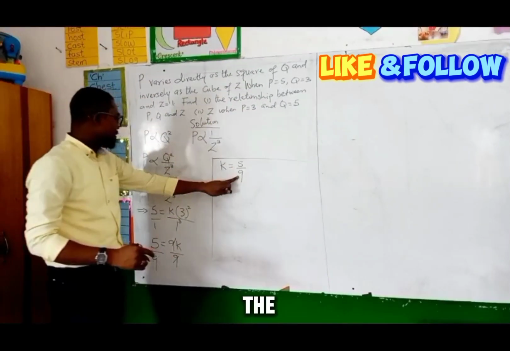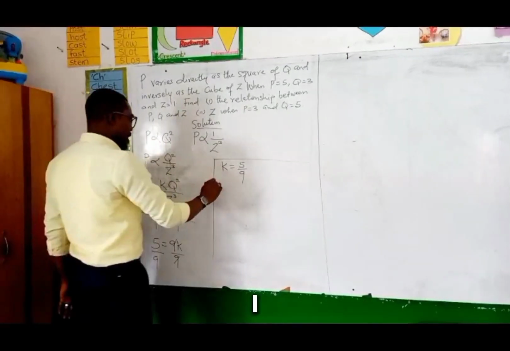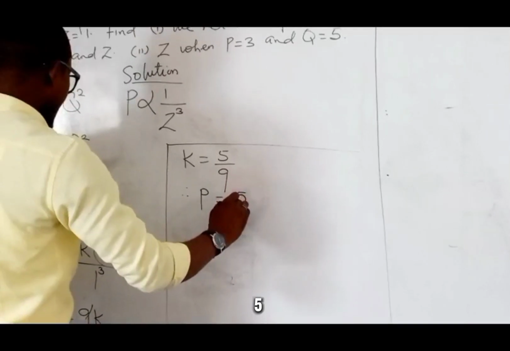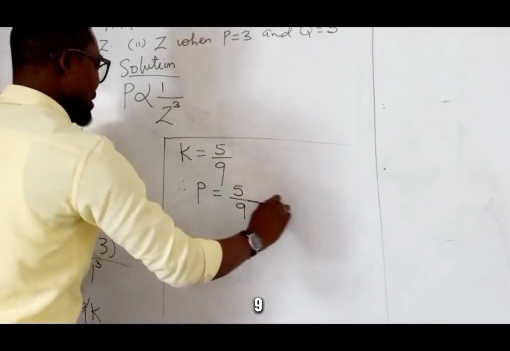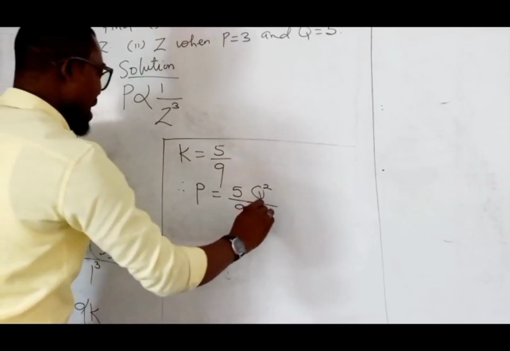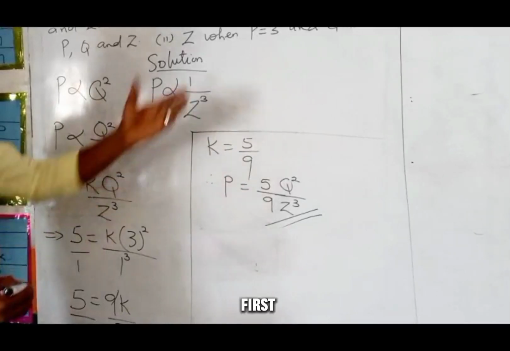I'm going to substitute the value of K into this equation to establish the relationship. I can say that, therefore, my P is equal to 5 over 9, but at the numerator I have my Q squared and at the denominator I have my Z cubed. So that is the relationship. This answers the first part of the question.